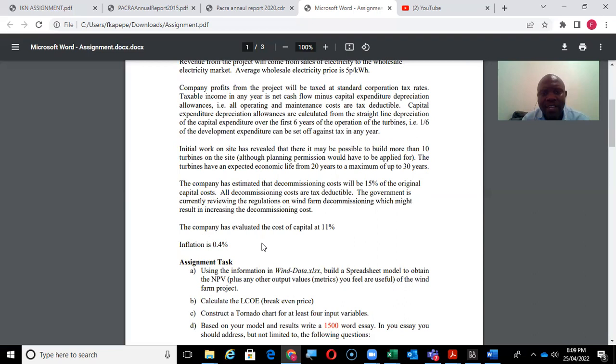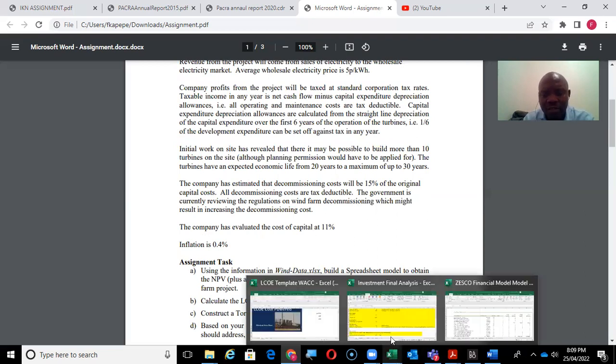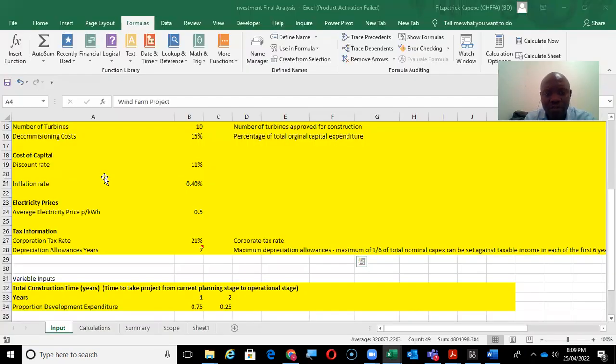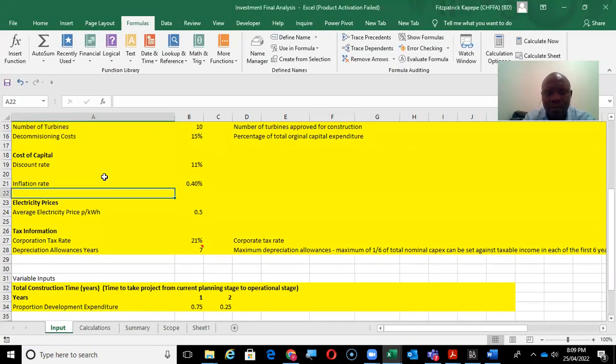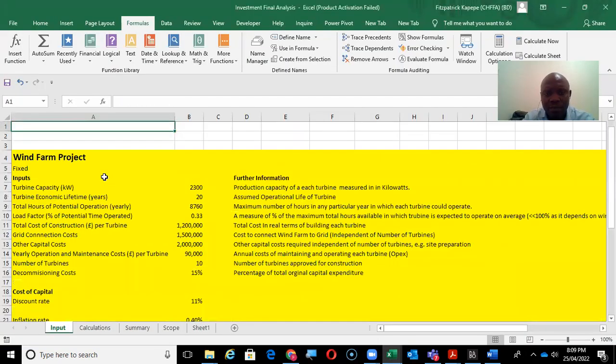Okay, thank you. The company has evaluated the cost of capital at 11%. So let's go to your model. So we have the turbine capacity. The turbine is 2.3 megawatts. Production capacity of each turbine measured in kilowatts. Turbine economic lifetime, 20 years.